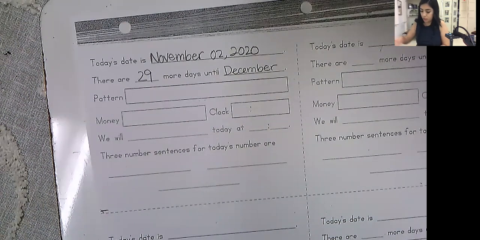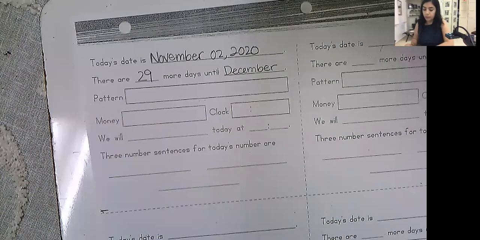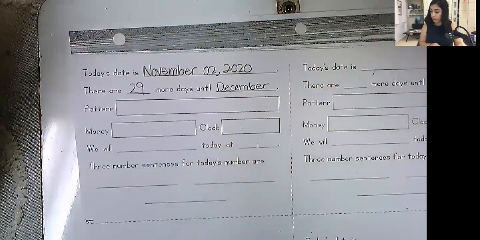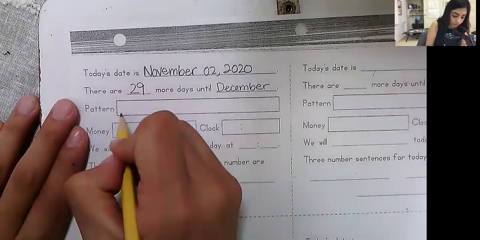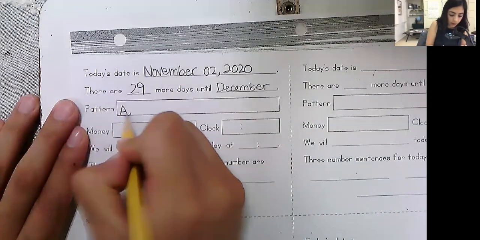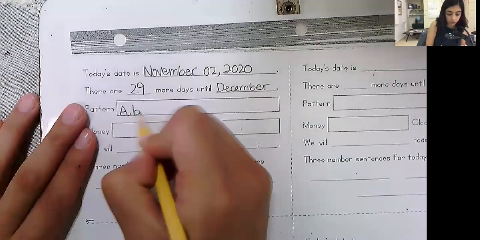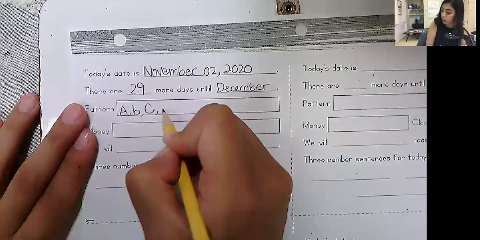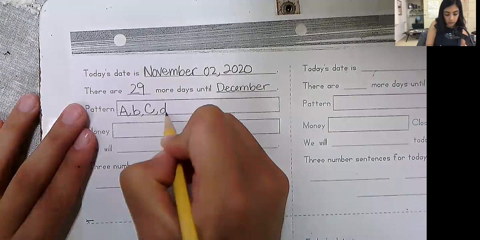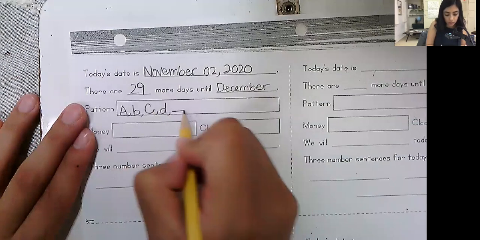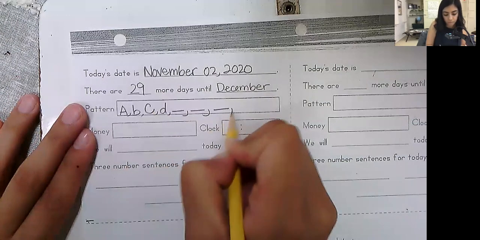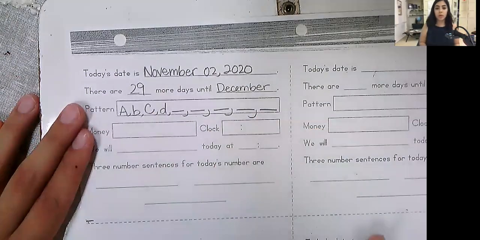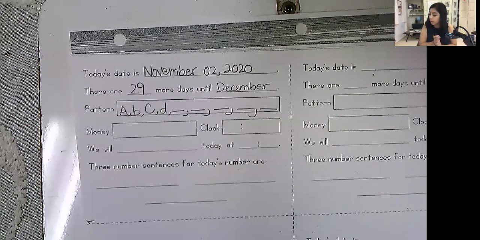Where did my page go? Okay, here we are. This is our pattern, boys and girls. Capital A, lowercase b, capital C, lowercase d, and then you have to figure it out. So go ahead and put pause if you need more time. Okay, let's begin.